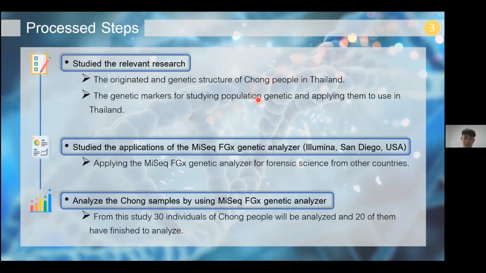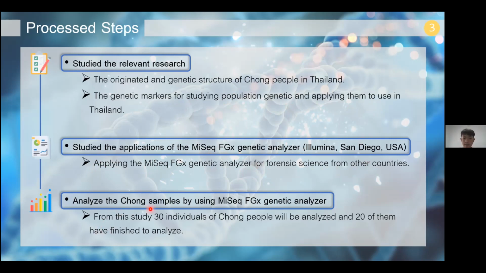Now we are moving to the process steps. I separated the studied research into groups. The first is studying the relevant research that is composed of the origin and genetic structure of Chong people in Thailand, and the genetic markers for studying population genetics and applying them to use in Thailand. The last group is studying the application of the MySeq FGX Genetic Analyzer. It's about applying the MySeq FGX Genetic Analyzer for forensic science from other countries.